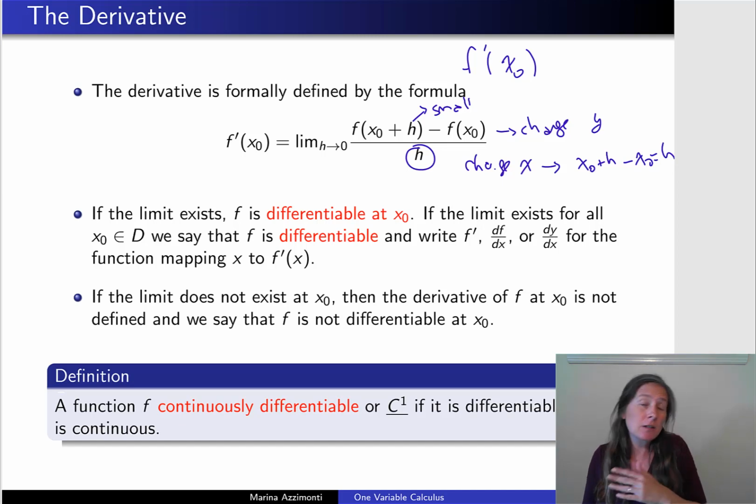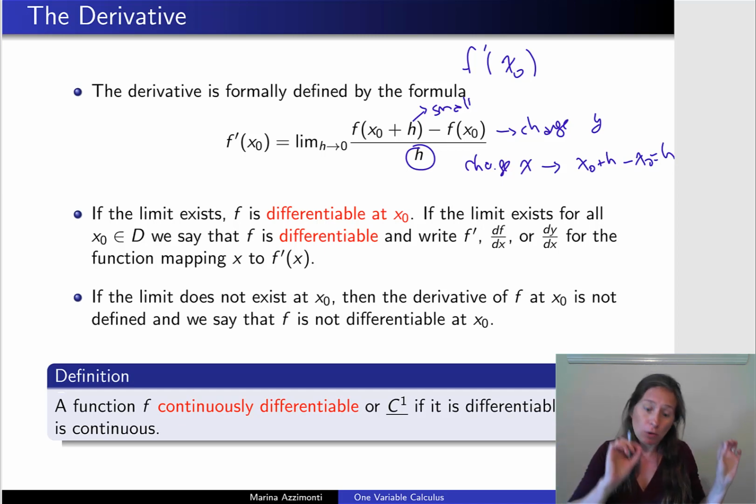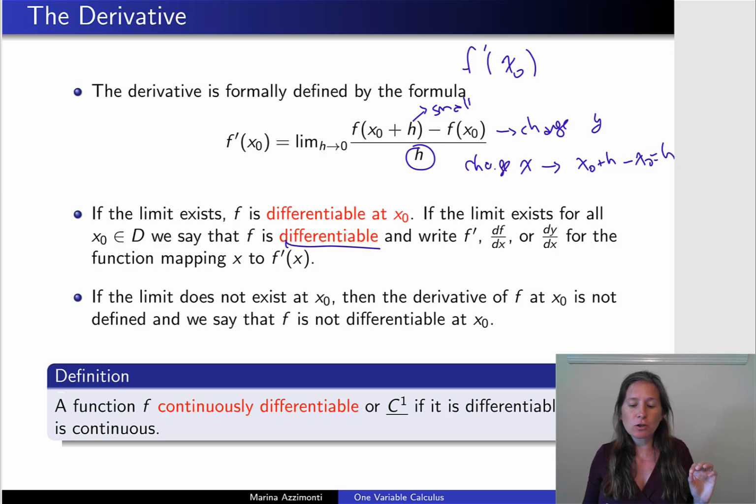Now, if that limit exists, it's not always going to exist, but if it does exist, we are going to say that the function f is differentiable at point x0. Now, if the limit exists for every point in the domain of our original function, then we are going to say that the function f is differentiable. And we are going to write the derivative more generally as f prime of x, or df over dx, or dy over dx. And that's going to be the mapping of x to the derivative. Now, if the limit does not exist at x0, we are going to say that the derivative of f at x0 is not well defined, or sometimes we are going to say that f is not differentiable at x0.